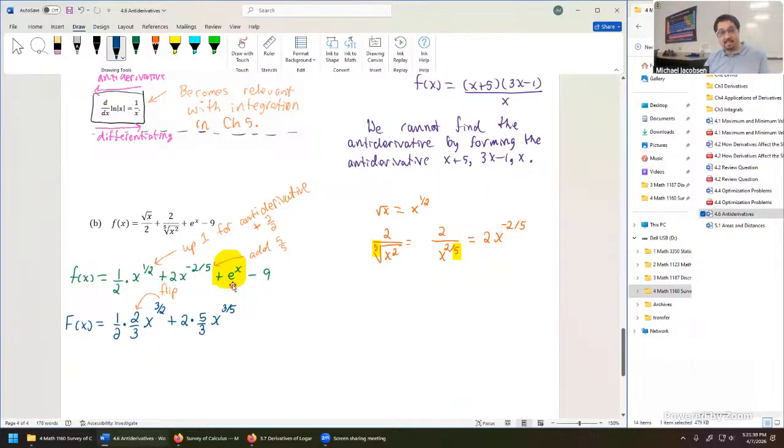It fits e to the x. Its antiderivative is absolutely just itself. So that one's done. And if it's just a constant, that's nice as well. For constants, all you do is tack on x. So from -9, we go to -9 times x.